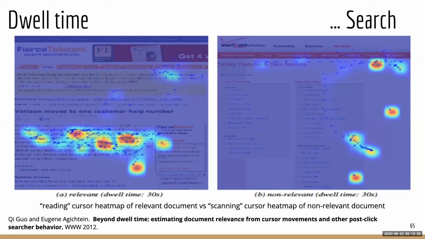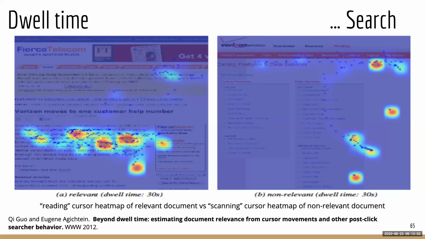And what you can see, again, is the notion of focused attention. The information the user was looking for was at the beginning, while in the second one, the B case, when it's non-relevant, the user is just skimming, trying to find this information. So again, same dwell time, different behavior.